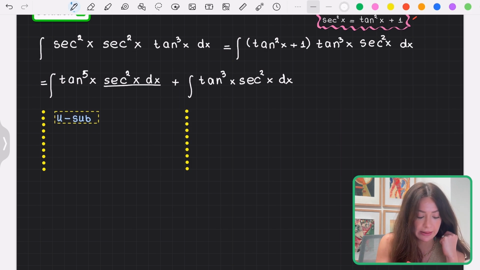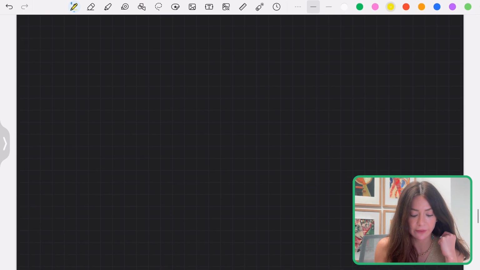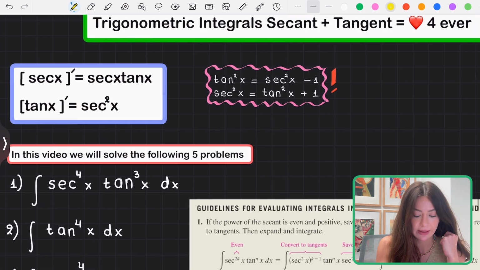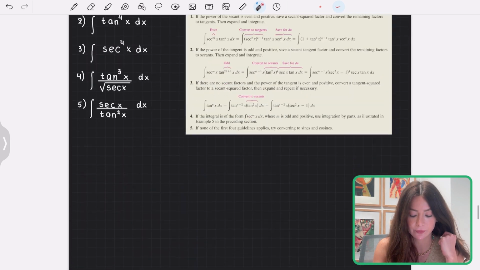They told me that this needed to be saved for du, and I trust that they didn't lie to me, that that would be du. So then u should be tangent, right? And in fact, the derivative of tangent, I kind of have this here as a reminder, is secant squared x.